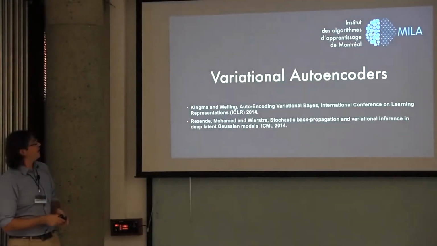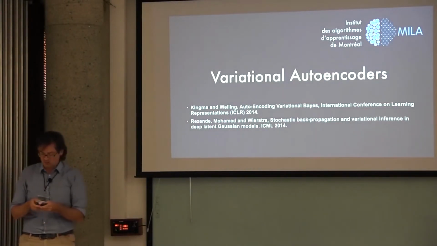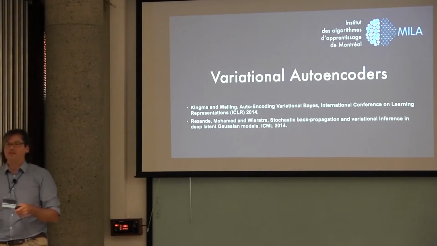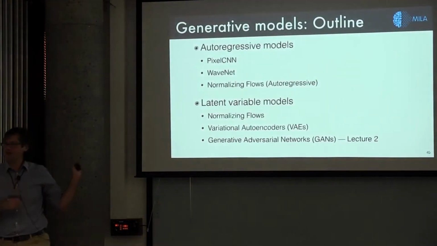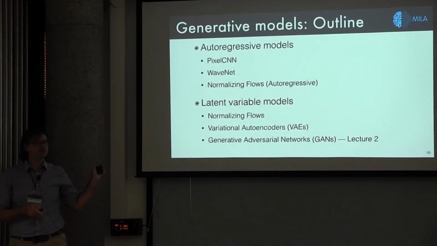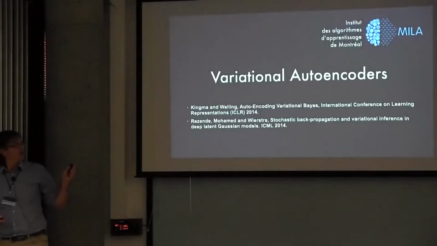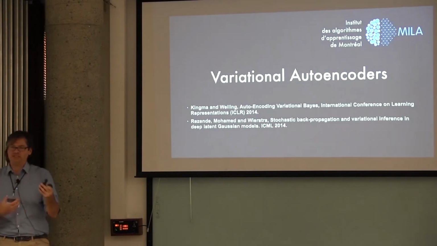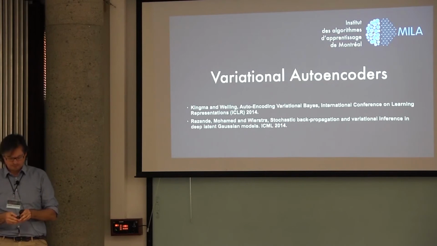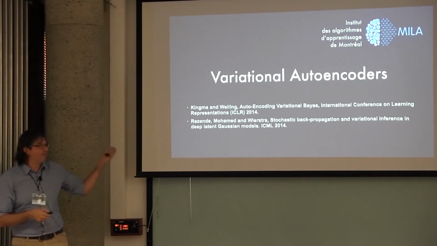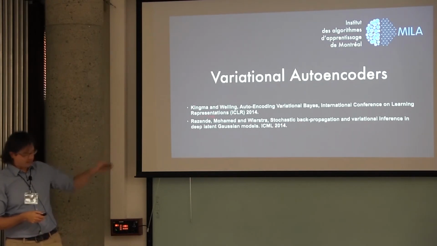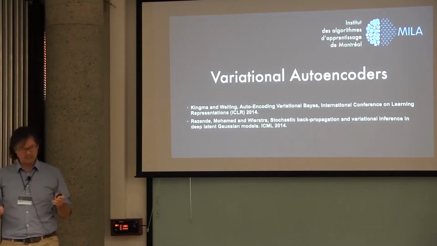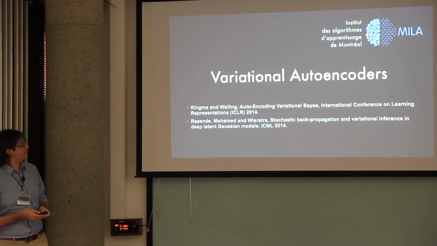So, variational autoencoders. Before I go on, are there any questions about normalizing flows other than what we've had so far? No? Okay. So the variational autoencoder was invented by two different groups, one at DeepMind, one at the University of Amsterdam, at around the same time. The name really is inspired by the one by Kingma and Welling, but it's essentially the same model invented at the same time.